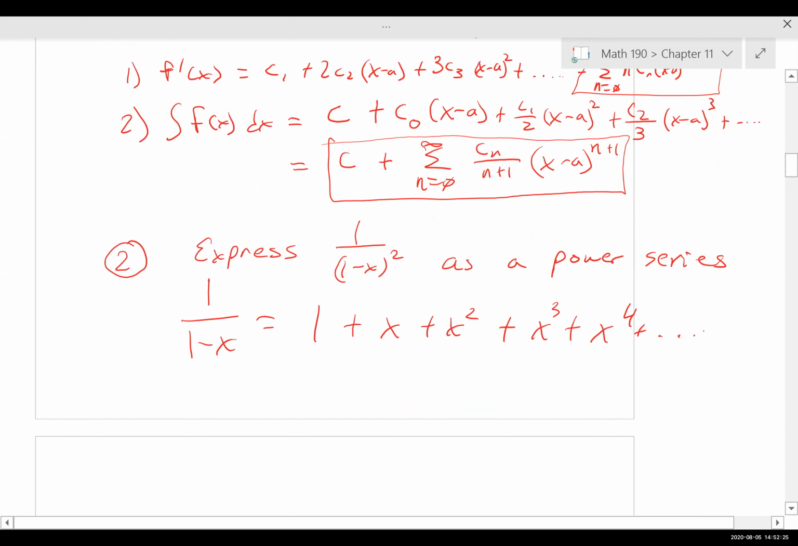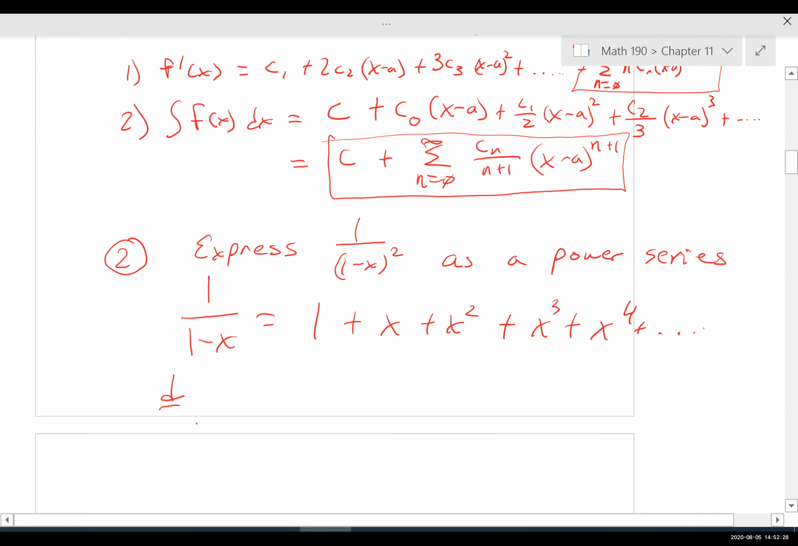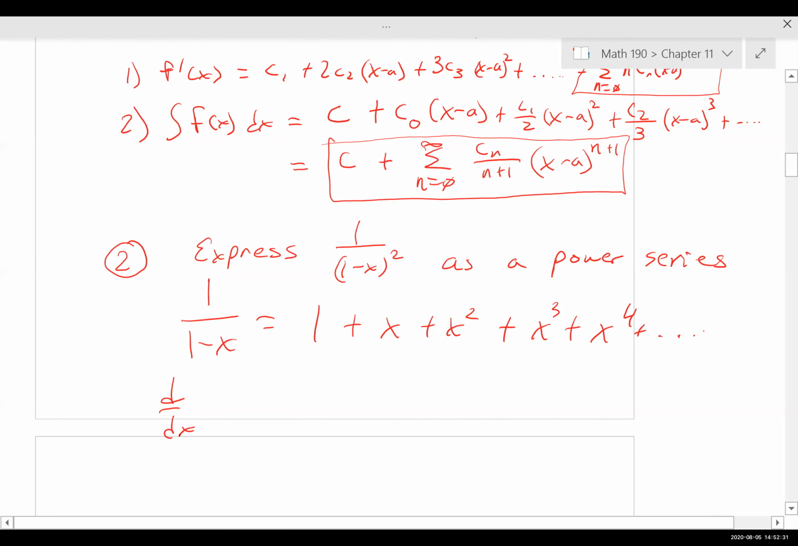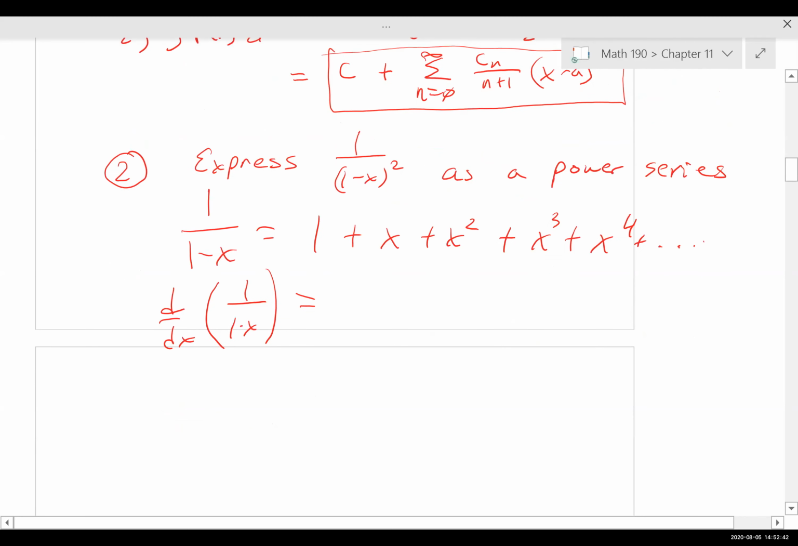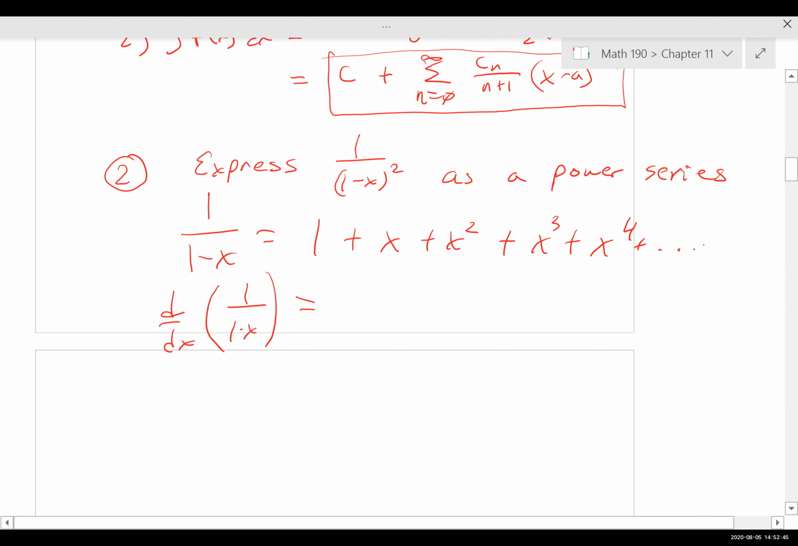Okay. So what would d dx of this thing, the derivative of 1 over 1 minus x, be? Well, this is going to be d dx of 1 minus x to the negative first power, right? Let's do a bracket there.